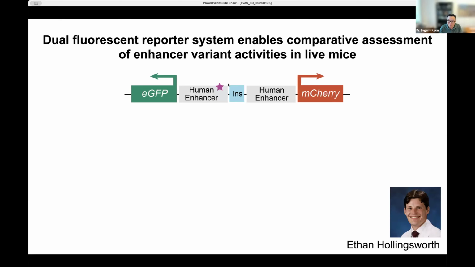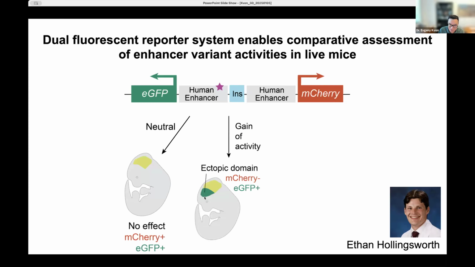So why don't we put both enhancer and enhancer variant in the same construct, but separate them by insulator, right? And then the enhancer reference allele would drive red color, and the variant would drive green, right? And then we can just compare green and red in the same embryo, and if everything is yellow, there is no effect. If there is an ectopic domain, some green activity, that's a gain of function. And if there is a loss of GFP, you'll see red, loss of function, right?